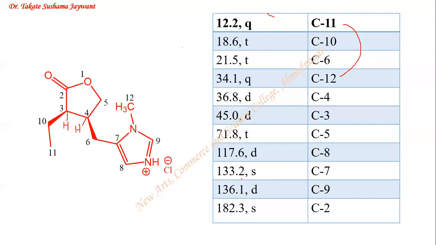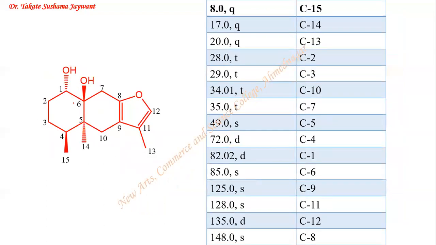133.2 singlet. Now we are left with only one carbon atom, C7, in the sp2 hybrid carbon atom region. So the C7 singlet is at 133.2, and the last signal is the 182.3 singlet, that corresponds to the ester carbonyl C2. So this is how chemical shift values can be assigned to different carbon atoms. Now let us go for one more example.